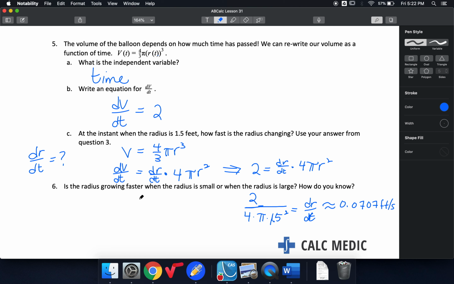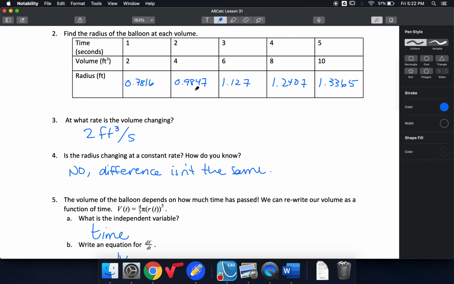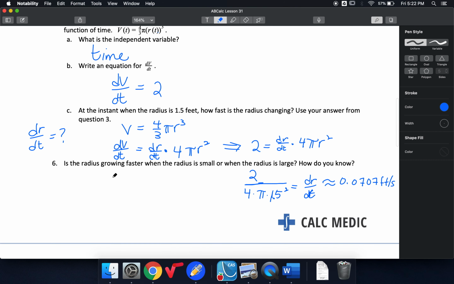So is the radius growing faster when the radius is smaller or when it's large? Well, we saw that already and we thought about that already, that it's growing faster when the radius is small. I can also see that in this equation. So my equation for dr/dt was equal to 2 divided by 4 pi r squared. Well, as r gets bigger, I'm going to have 2 divided by a bigger and bigger number, which means it's going to decrease. So this is going to be bigger when the radius is smaller. So it grows faster when the radius is smaller.